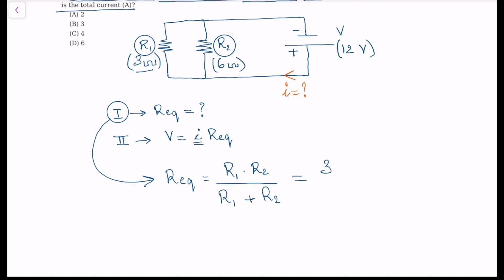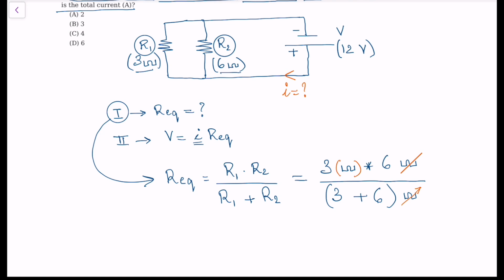Now plug in the values. R1 is 3 ohms multiplied by R2, which is 6 ohms, divided by 3 plus 6 ohms. Of course, the final unit is ohms, which is the unit of R equivalent. Mathematically speaking, in the numerator, there's ohms multiplied by ohms, and in the denominator, there's only ohms. So ohms above crosses out with ohms below, and what remains is ohms.